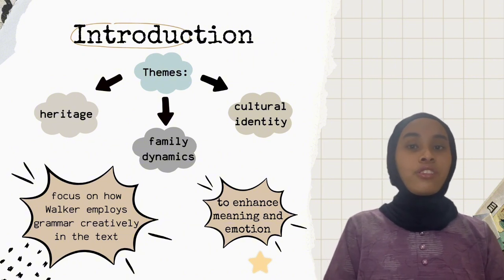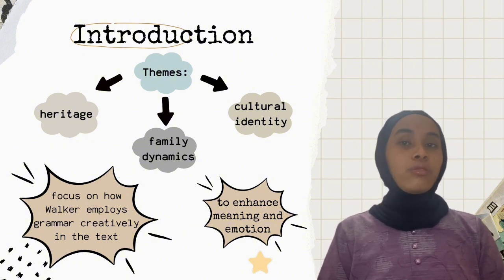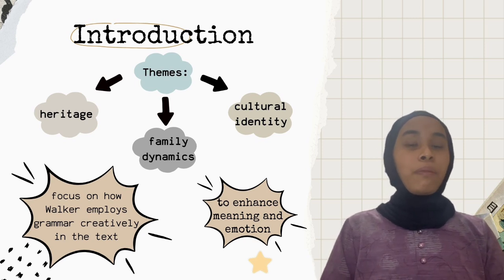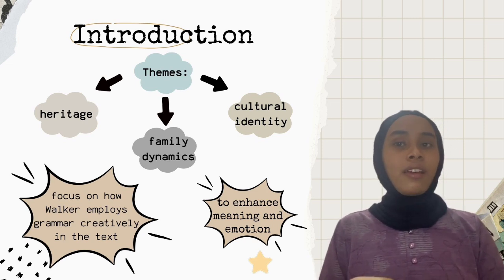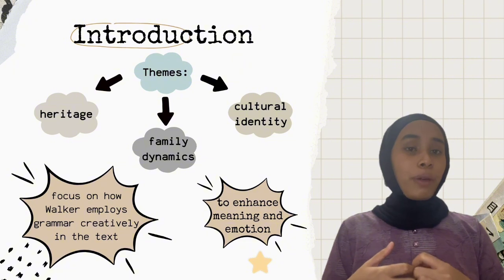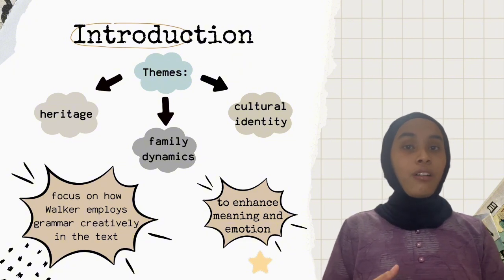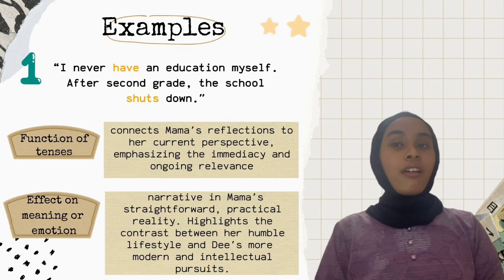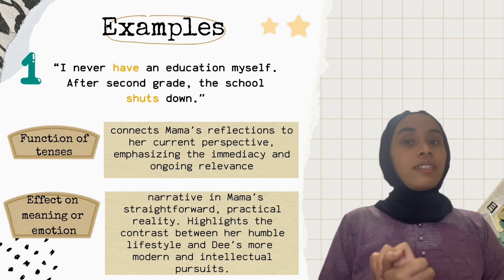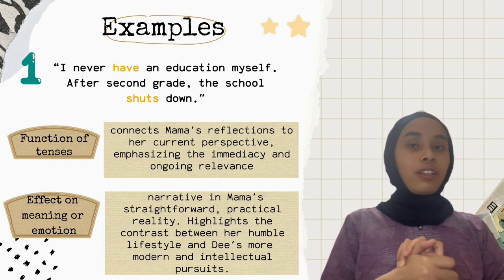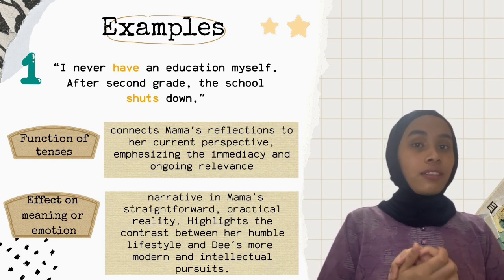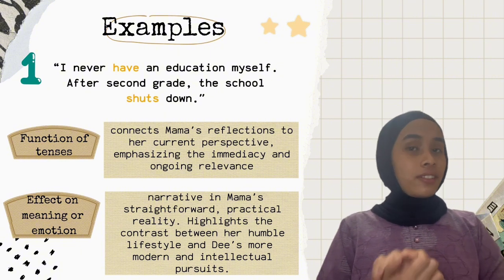In Alice Walker's Everyday Use, the present simple tense plays a key role in shaping the meaning and emotional impact of the story. Let's break down the key examples. First, consider the line, "I never have an education myself. After second grade, the school shuts down."